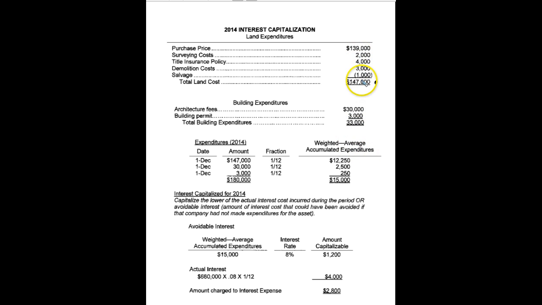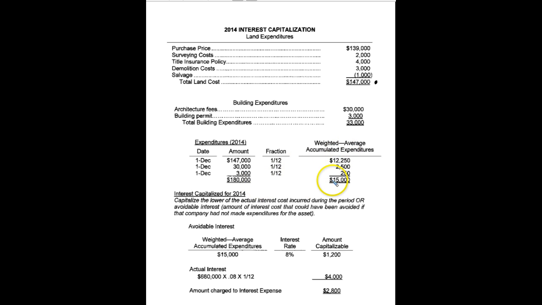So anyhow, we list the $147,000 for the land, and then these two $30,000 and $3,000 for the building. So those occurred on December 1. So those expenditures only covered 1/12 of a year. Those took place at the beginning of December, so those had value for 1 month out of the year. So, we take the $147,000 times 1/12 and we get this weighted average and accumulated expenditures.